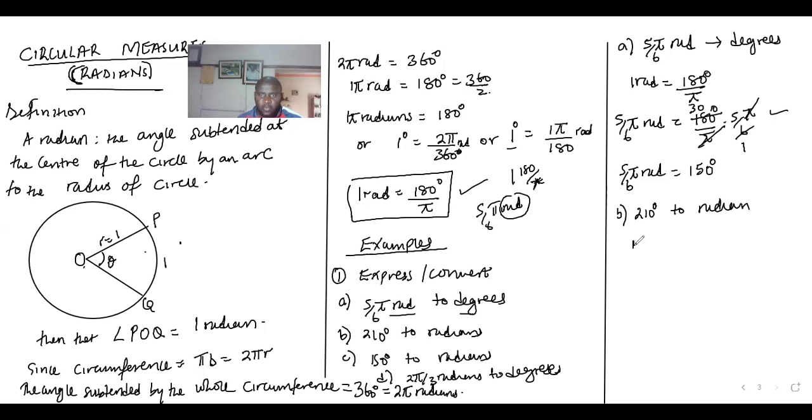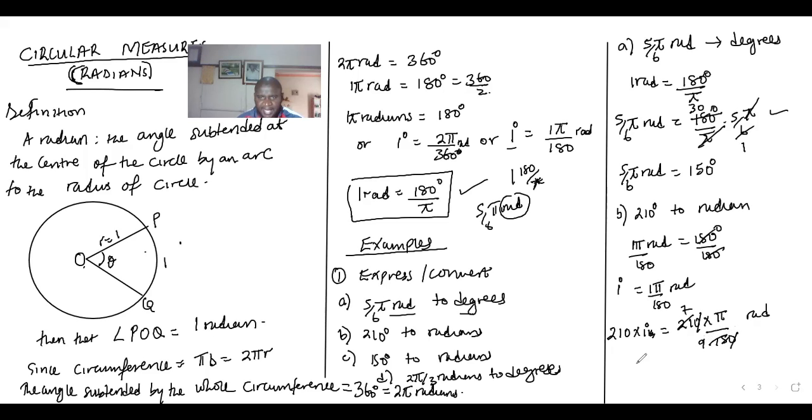We have seen that 1 pi in radians is equal to 180 degrees. When I divide both sides by 180, I'll get 1 degree is equal to 1 pi out of 180 in radians. So how many degrees do I have? I have 210 degrees. If I multiply them by 1 degree, I'll multiply 210 on both sides. Now I'll have my answer in radians. 210 degrees is equivalent to 7 pi out of 6 in radians.